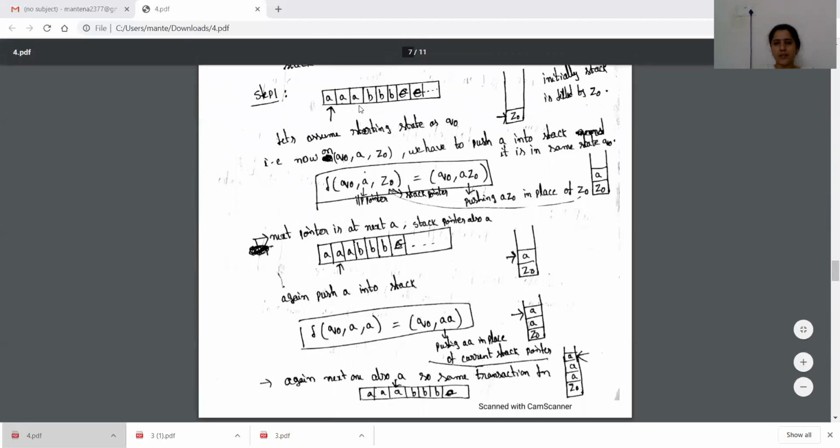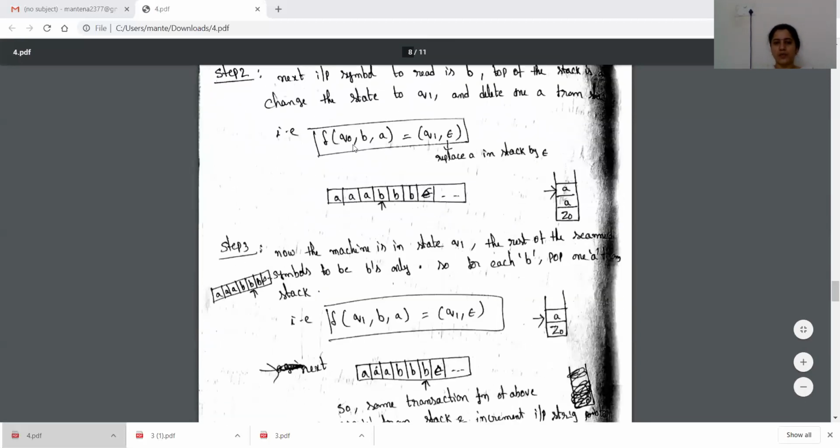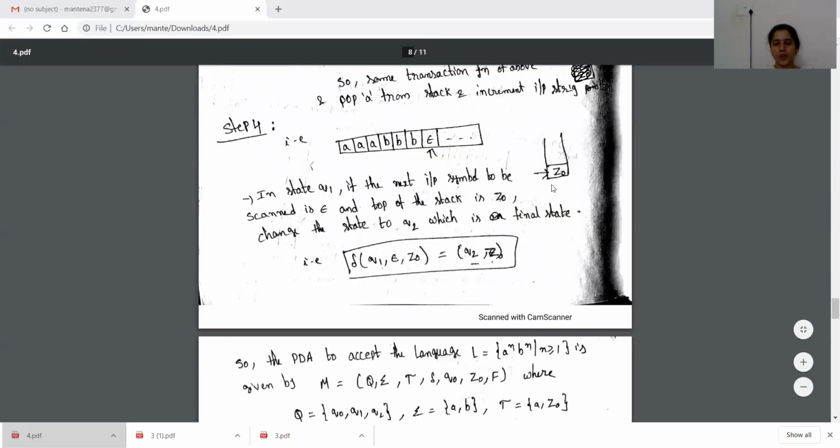By using that same logic, we write the transition function. First, initially take state Q0: Q0 on Z0, push A. Again Q0 on A, push A, till we have pushed all the A's. Next, whenever we get B, we pop each A. Last, after popping for all the B's, if the stack top is Z0, then go to the final state. So that is the logic.